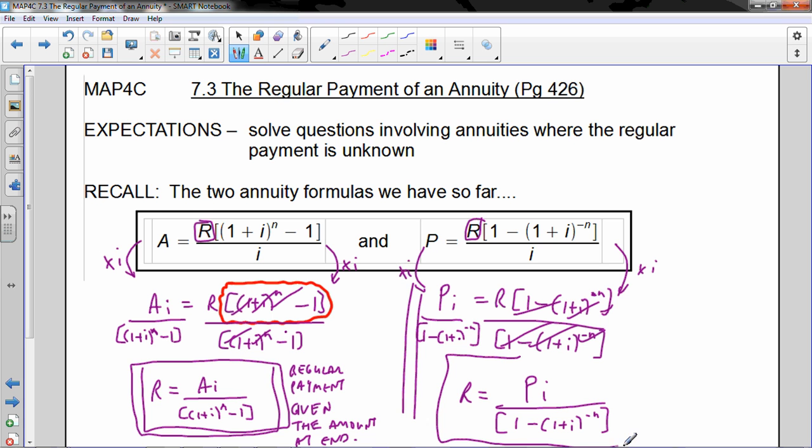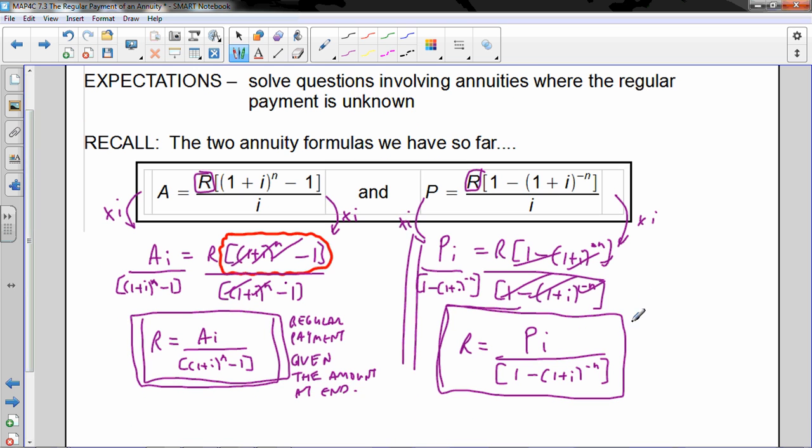This is a very similar formula. Again, what is it finding? What does this formula find? It finds the regular payment when we are given the present value. Okay, so one of our tasks, of course, is to recognize when we should use one formula versus the other, and we will practice that. Okay, well, it must be example time, I would say.